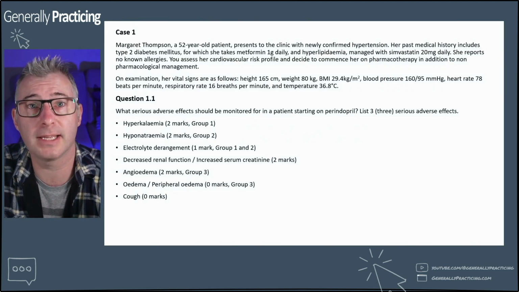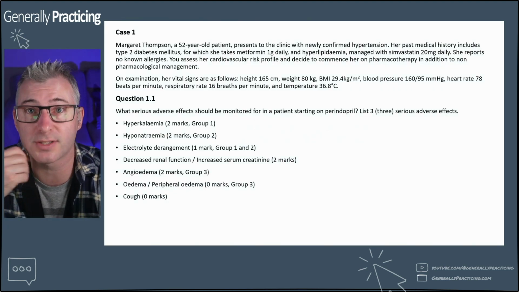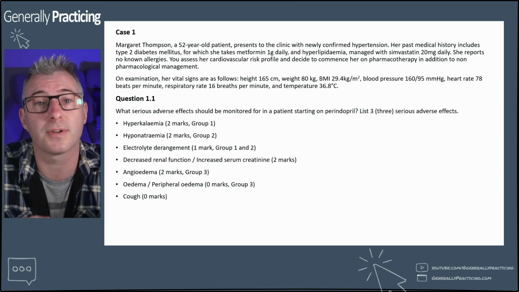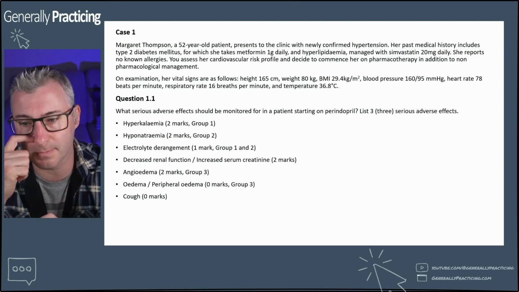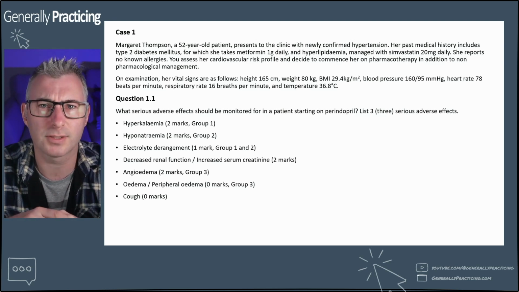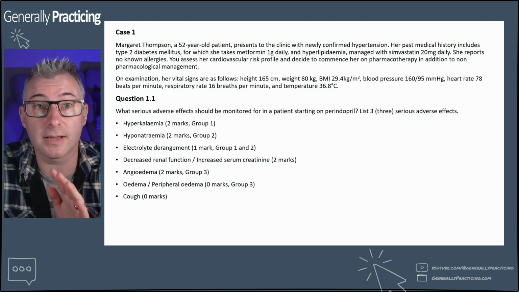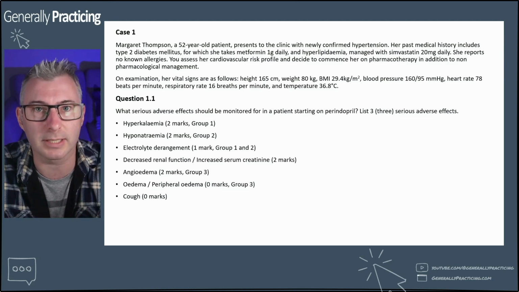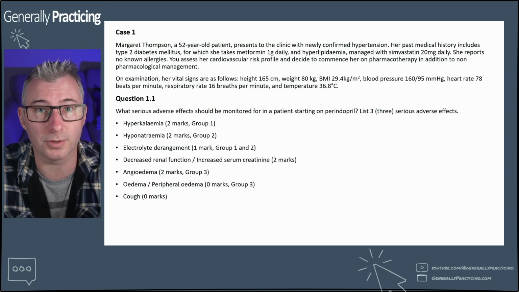Alright, time is up and we have lots of potential answers here, but I want you to really focus in on the serious adverse effects qualifier because that does skew marks towards certain aspects of different responses. So the serious things, the things that can have direct serious negative impact on a person's health, are going to be things like hyperkalemia or hyponatremia.